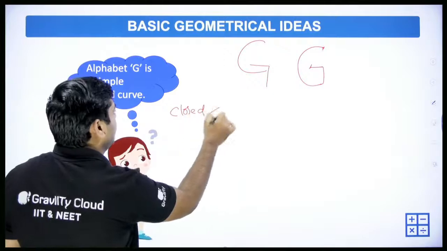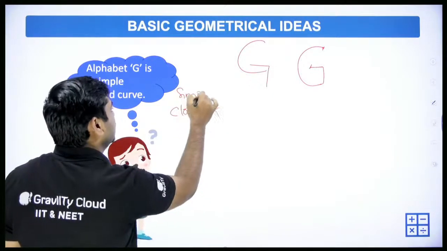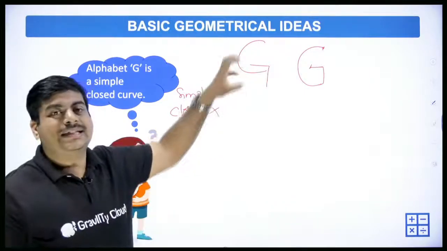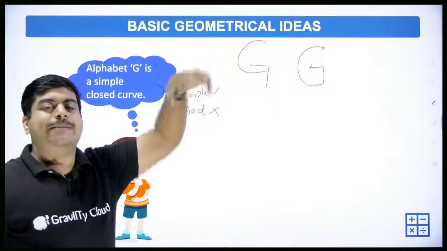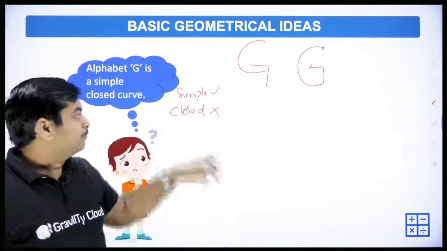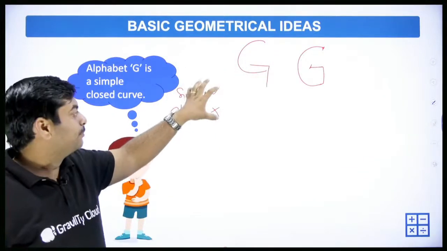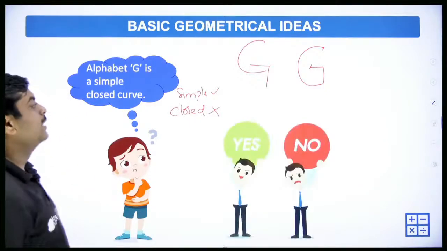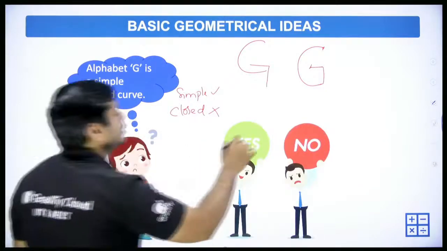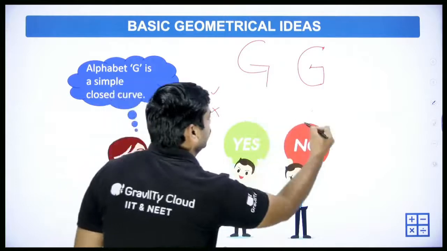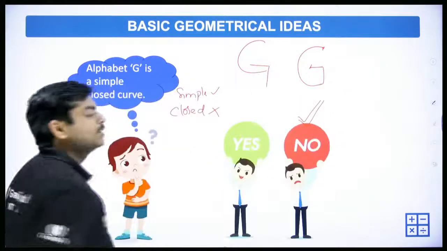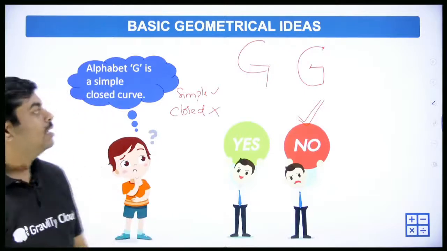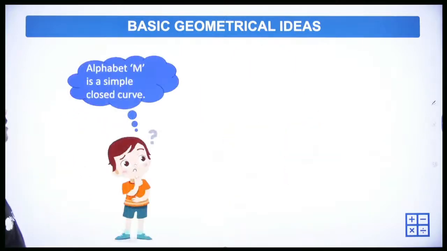But is it simple? Yes. It is simple because it is not crossing itself. We are not coming to the same point again and again, right? So although it is simple, it is not closed. As it is not closed, it is not a simple closed curve, right? So the answer for that will be no. Let's move forward to the next question.